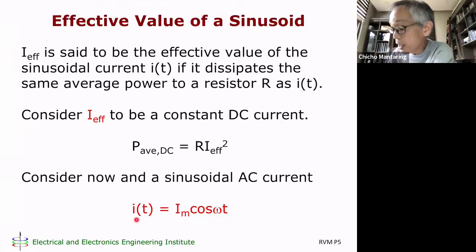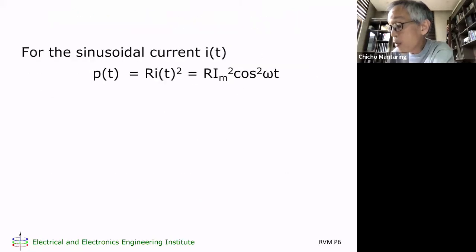So let's say this is my sinusoidal current, I of t. What is the power that will be delivered by that I of t to a resistor R? P is equal to I squared R. So P will be equal to R times I of t squared. So it's going to be equal to R Im squared cosine squared omega t, because I is equal to Im cosine omega t.